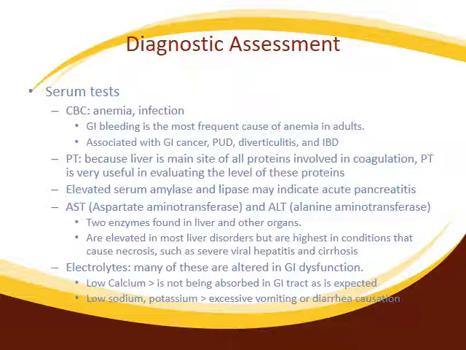Okay. The prothrombin, that does not mean patient, it means prothrombin time, would be done because the liver is the main site of all proteins involved in coagulation. So that prothrombin time is very useful in evaluating the level of these proteins. So if you have an abnormal level, a decrease in that level, you can suspect the liver is being a stinker. Elevated serum amylase and lipase may indicate acute pancreatitis.